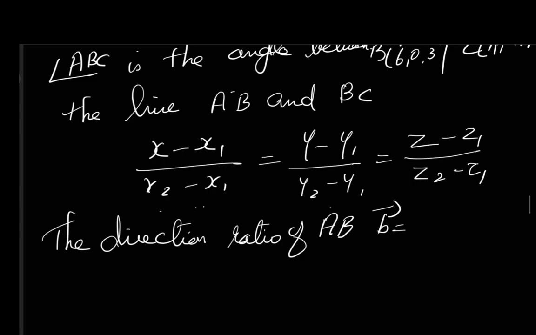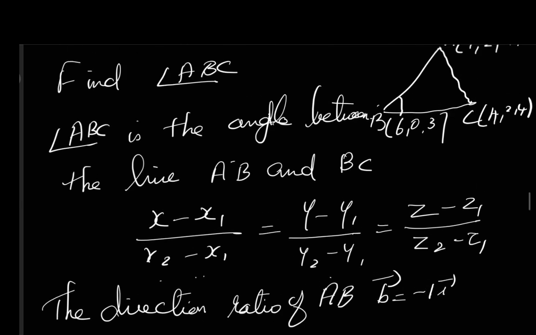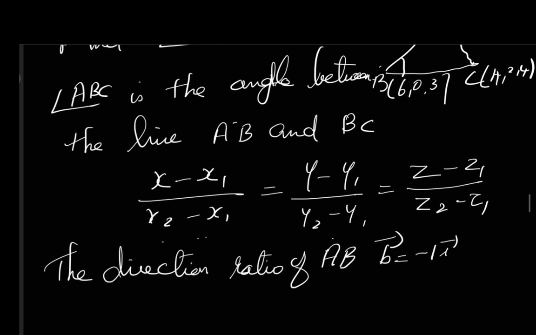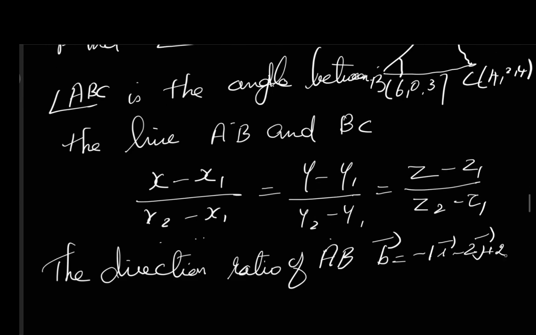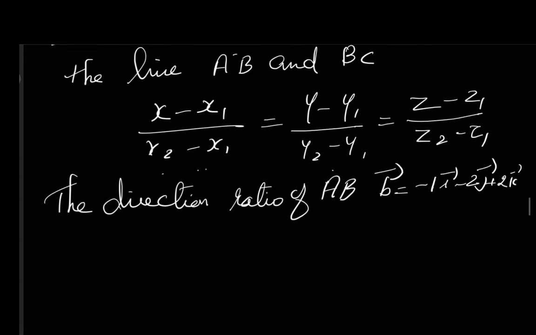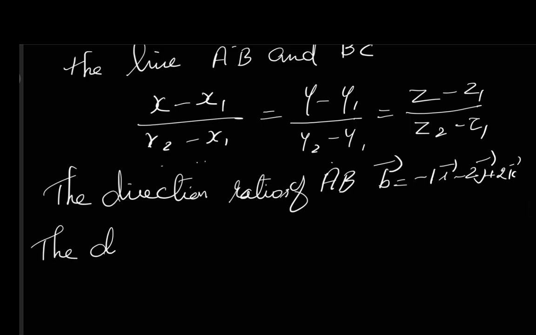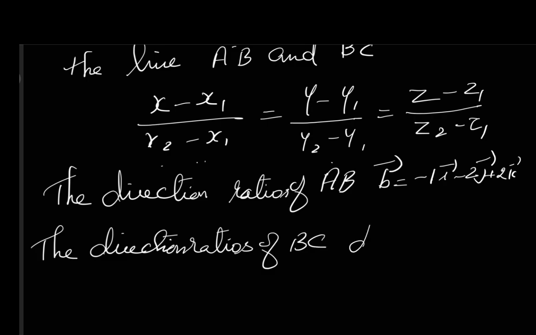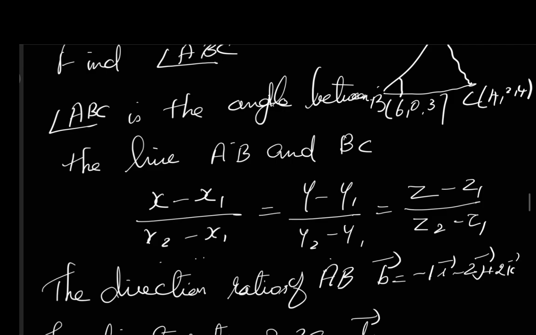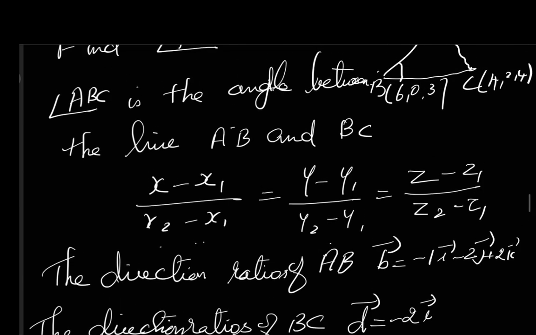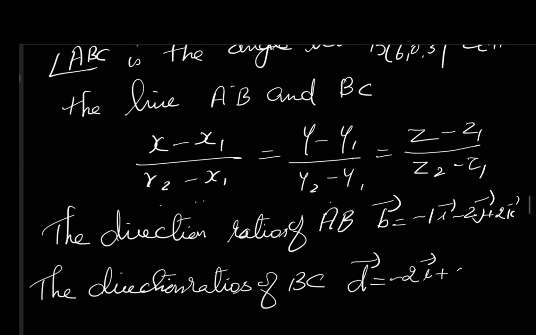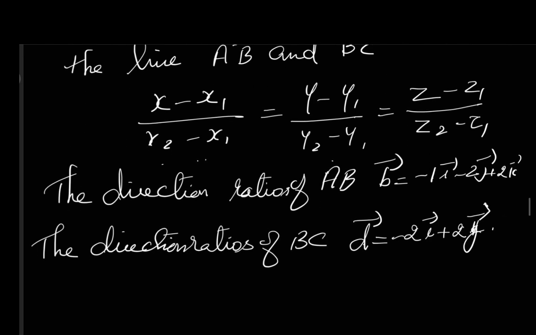6 minus 7, that is minus 1, in the i direction. Then 0 minus 2, minus 2j. Then 3 minus 1, plus 2k. This is vector B. Then direction ratios of the line BC. Let me take that as the parallel vector D. So BC, x2 minus x1, 4 minus 6, minus 2i. Then 2 minus 0, that is 2j vector. Then 4 minus 3, that is 1k vector.